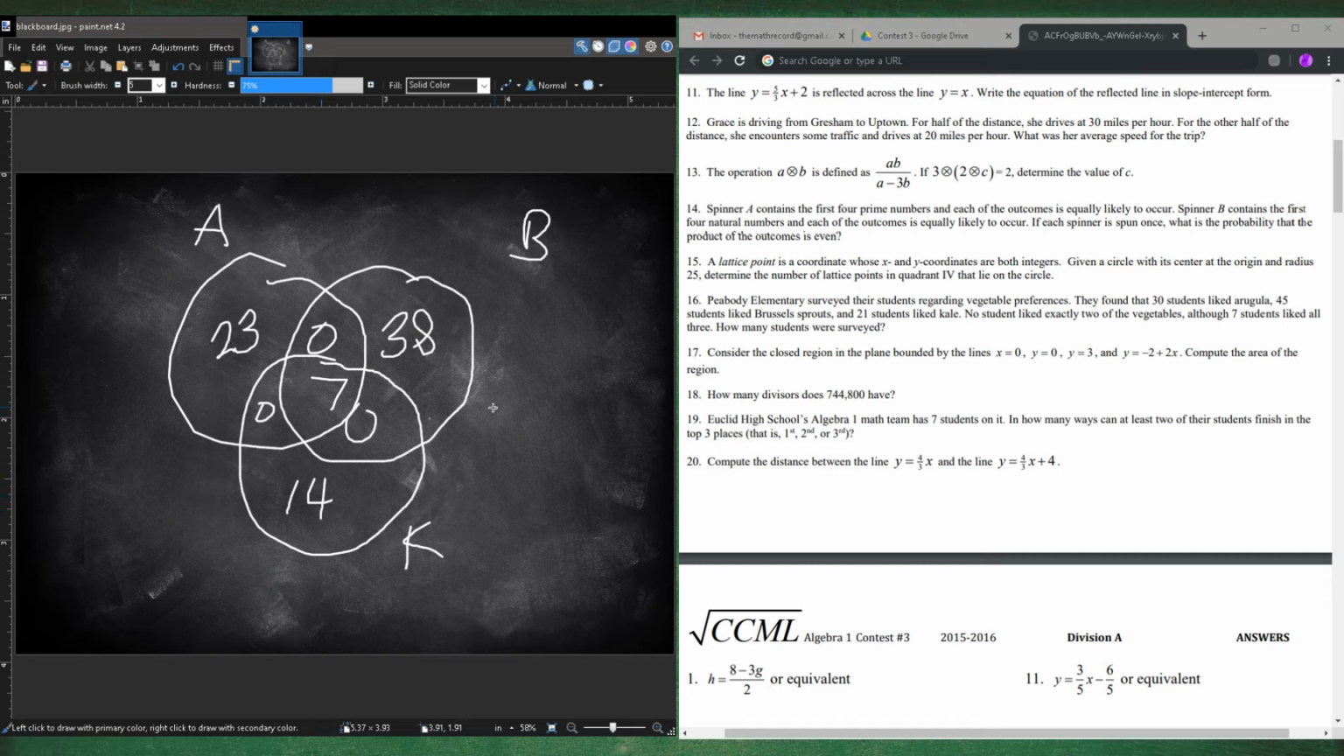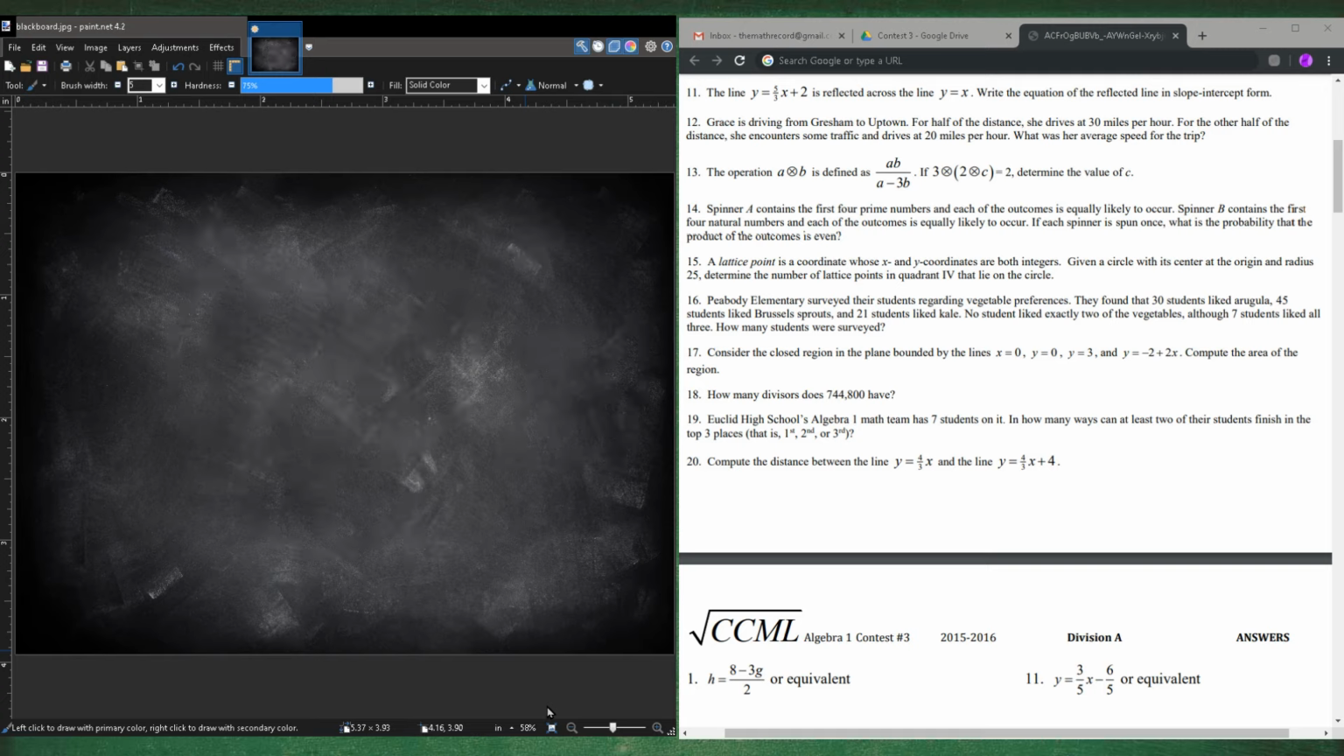How many students were surveyed? So you just have to add them all together. That gets 23 plus 7 plus 38 plus 14, which gives us 82. Basically it's just that simple, just draw a Venn diagram out. If you ever see a Venn diagram question, just draw a Venn diagram. Another way is to use variables, but those take a little longer, and I'm not going to show that.